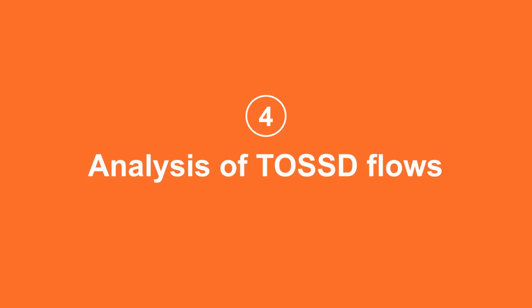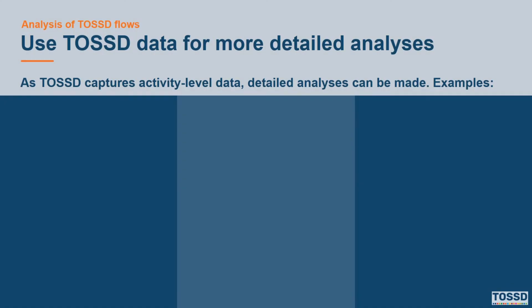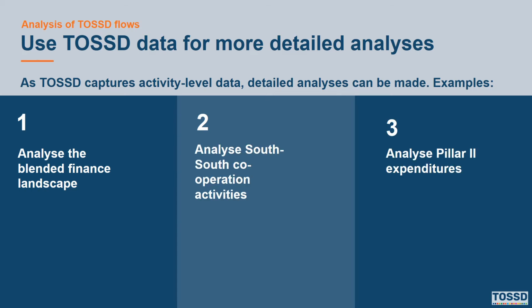This section is about a more detailed analysis of TOSD flows that can only be achieved through Excel. We can see here three sets of analysis: an analysis of the blended finance landscape, an analysis of South-South cooperation activities, and an analysis of Pillar 2 expenditures.